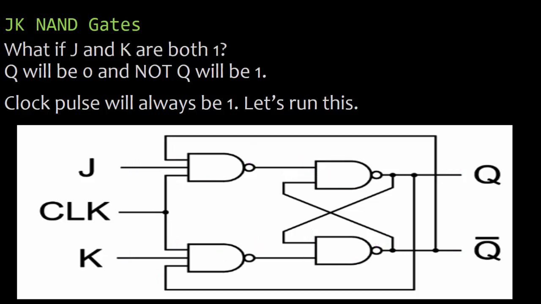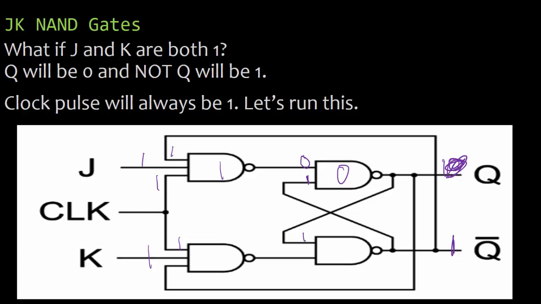Now, what if J and K are both 1? So Q is going to be 0, not Q is going to be 1. So we'll do J first, just because that's what we've been doing. Like I said, and what we just proved earlier is it doesn't matter. So 1, 1, and 1 gives me 1. I hit this inverter, which is 0. 0 and 1 give me 0. That means this Q changes to a 1.